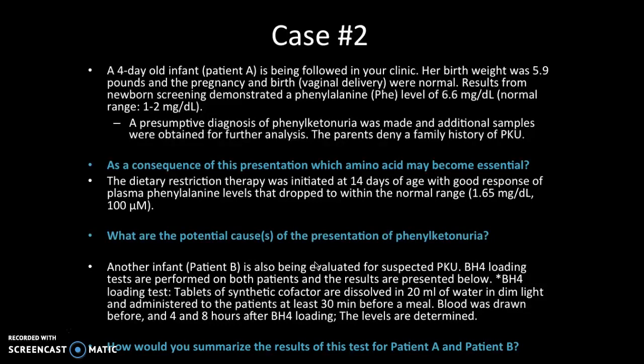A preemptive diagnosis of phenylketonuria was made, and additional samples were obtained for further analysis. The parents deny a family history of PKU, which is an abbreviation for this condition. As a consequence of this presentation, which amino acid may become essential? The dietary restriction therapy was initiated at 14 days of age, with good response of plasma phenylalanine levels that dropped within the normal range, to 1.65 milligrams per deciliter. So then the next question is, what are the potential causes of the presentation of PKU?